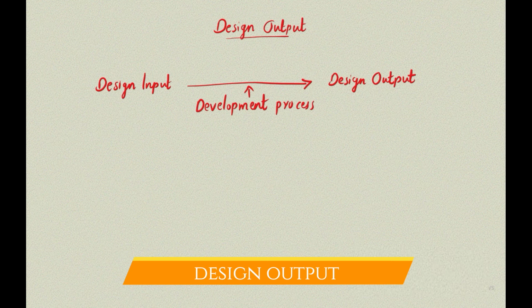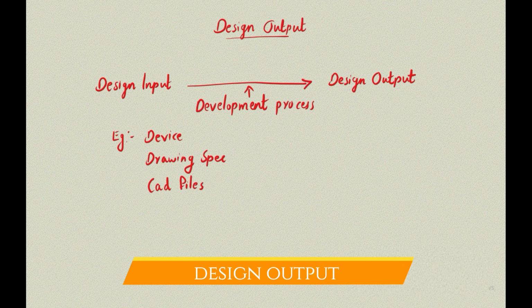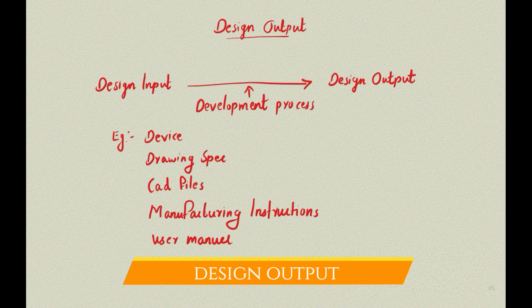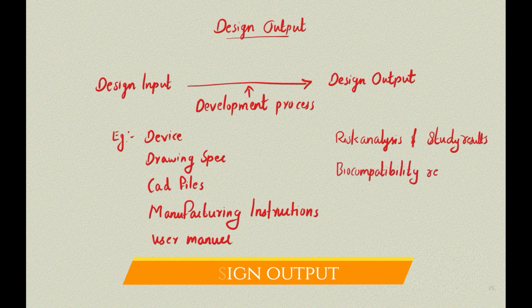Let's see a few of the examples for the design output. The device which you develop itself is an example of design output because it is derived from the design input. A few of the other examples are the drawing specifications for each component, the CAD file for the design, the manufacturing instructions, all other technical documentation related to the product, the user manual, the risk analysis and study results, the biocompatibility, storage and shipping documents, and all other technical files. Everything is a part of design output.